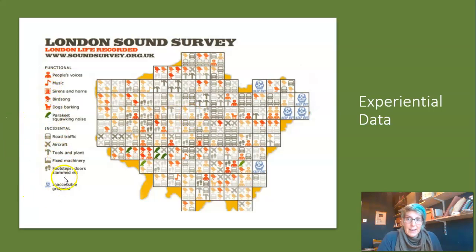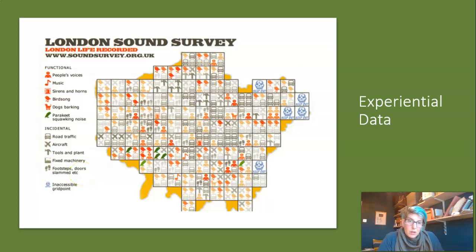So you can see in the key here, these are the different things that people were hearing: people's voices, music, sirens, birdsong, a parakeet squawking noise, which is quite specific, and these are the kinds of background noises: the incidental road traffic, air traffic, tools and plants, so that's building work, heavy machinery, factory noises, people walking and slamming doors.